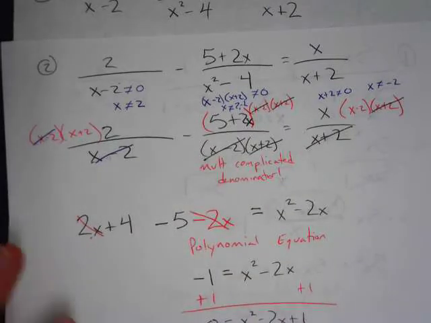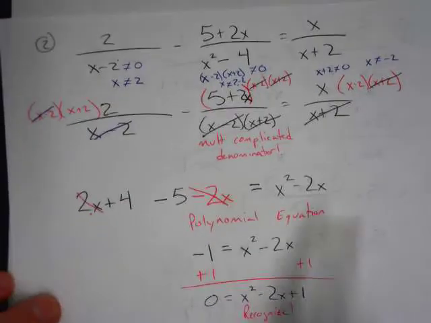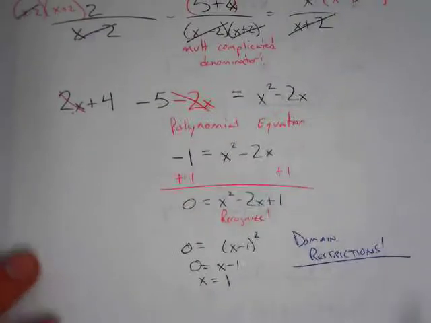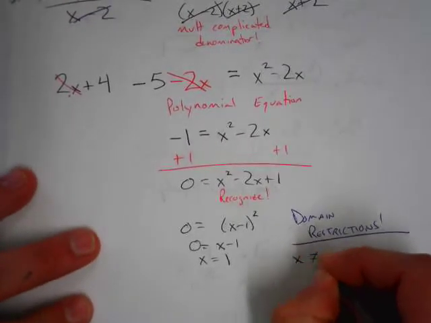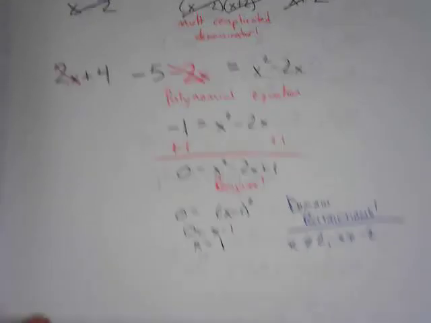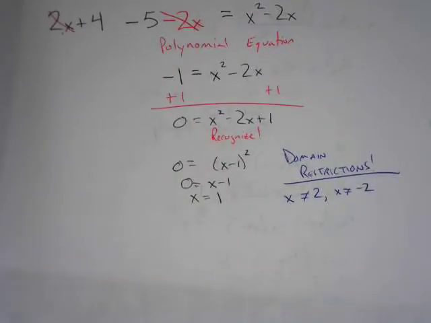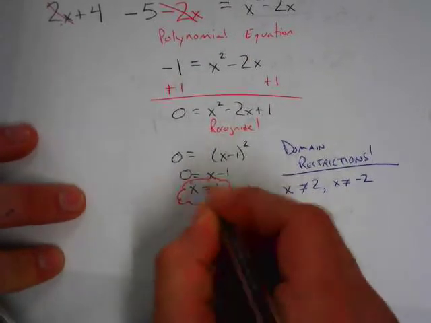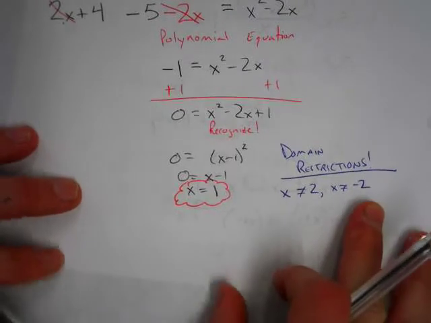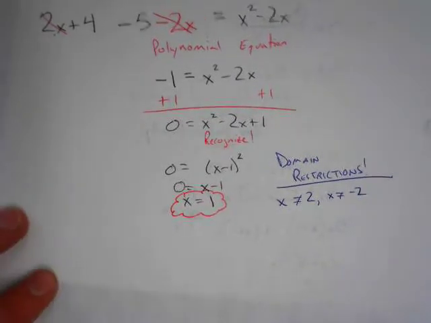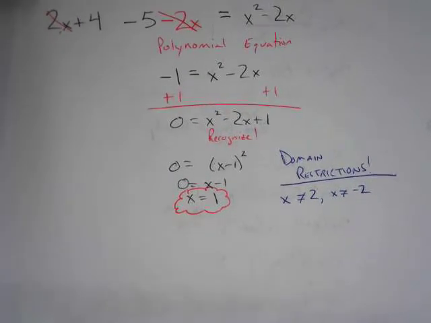Now we're going to see, are there any other denominators in this craziness of this problem? There are no other denominators, so our domain restrictions are very basic. X can't equal 2, x can't equal negative 2, which is totally cool because we're saying x is 1. So our solution set is x equals 1, because 1 is not 2 or negative 2. We've solved that equation. Isn't that fun?